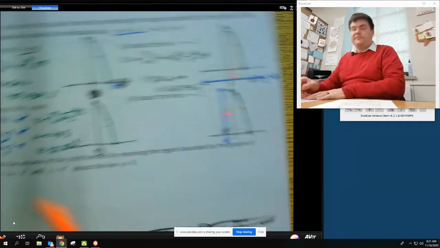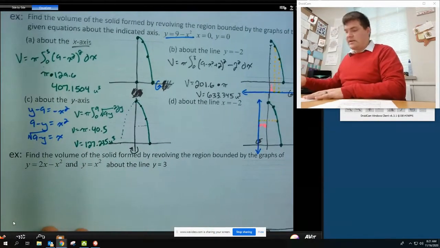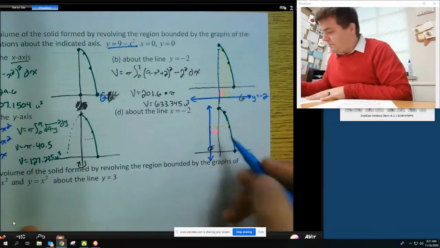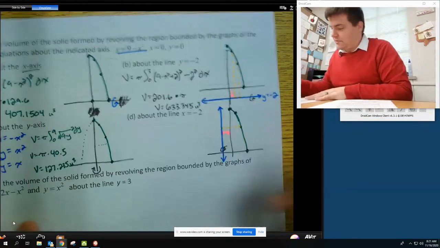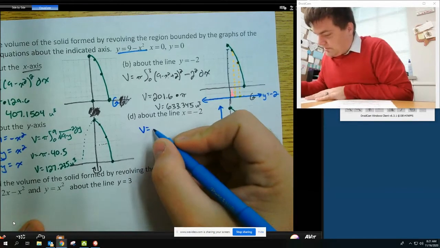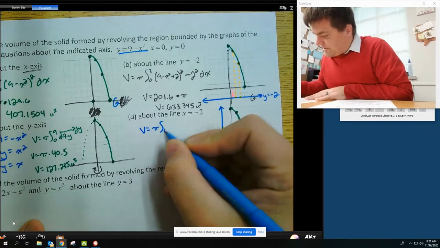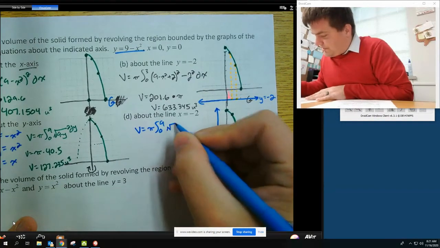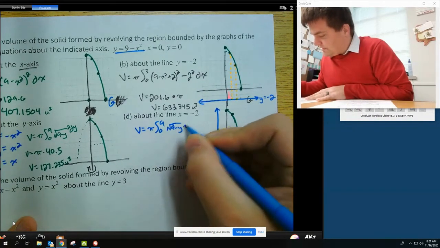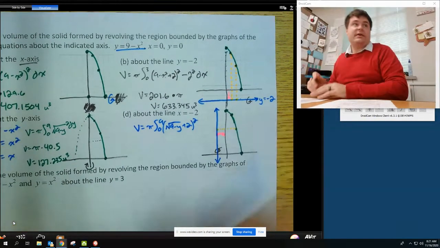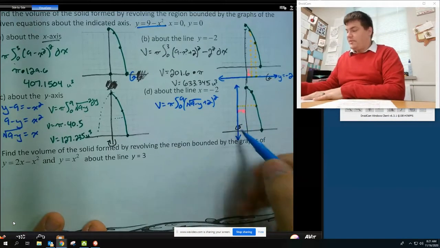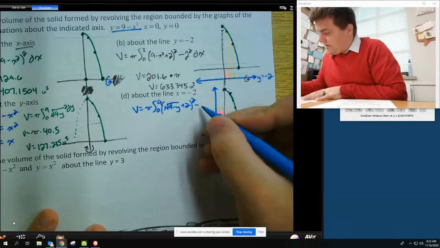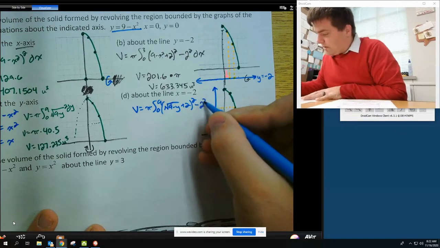Now I already solved for x over here, so I don't really need to do that anymore. What I'm going to do now is it's going to be this blue equation right here plus an extra 2 because it's from the orange. So V is going to equal pi from 0 to 9 of this root 9 minus y plus 2 squared. Okay, because I'm going about this, the orange, minus, and then my pink here is still 2. So minus 2 squared dy.